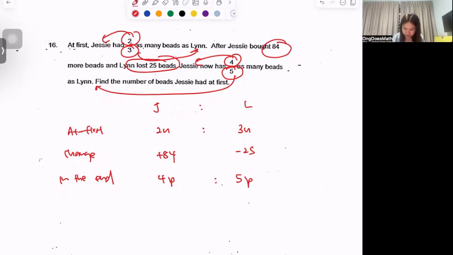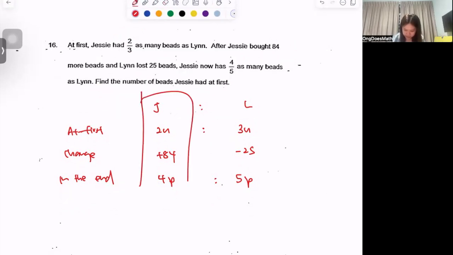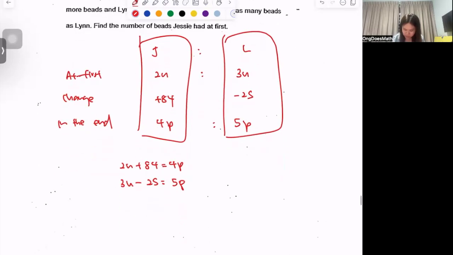So this is where it starts being very confusing. If you focus on Jessie, 2 units plus 84 give you 4 parts. Now you focus on Lynn, 3 units minus 25 give you 5 parts. Cool? So we will try to eliminate one of them. We will either try to get rid of units or parts. And we'll do this method called the elimination method.